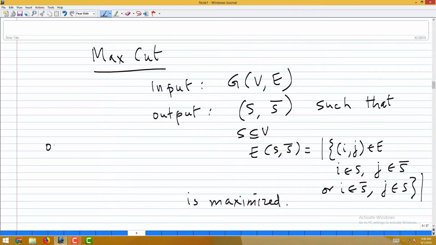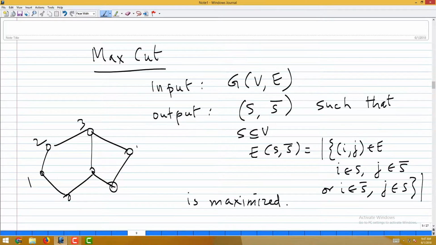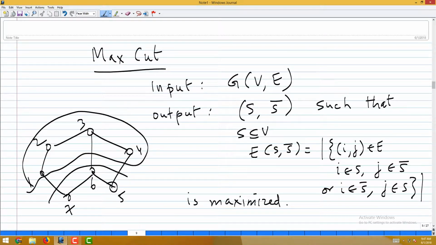I have to draw at least one graph in each lecture. So, if I pick 1, 2, 3, 4 in one part and 5, 6, 7 in another part, how many edges are across the cut? 3 edges are going across the cut, right? 3 edges are going between the two parts. I do not know whether this is a max cut. You can maybe come up with a different partition where you will have more edges crossing the cut.